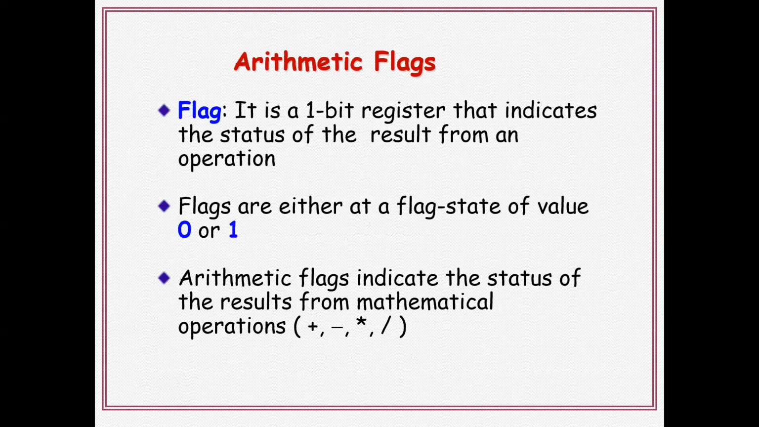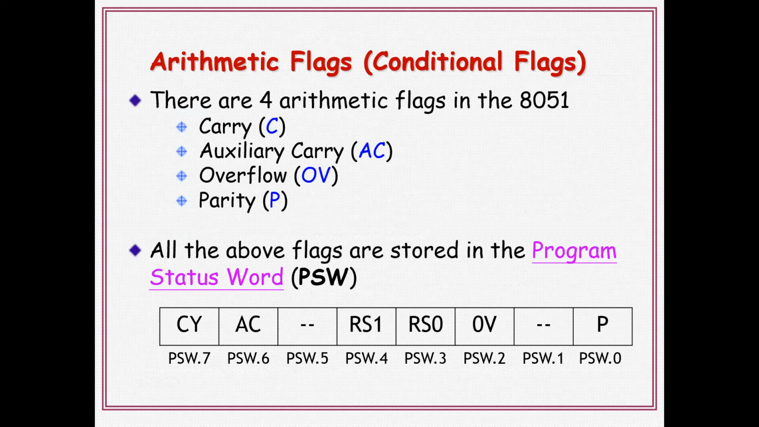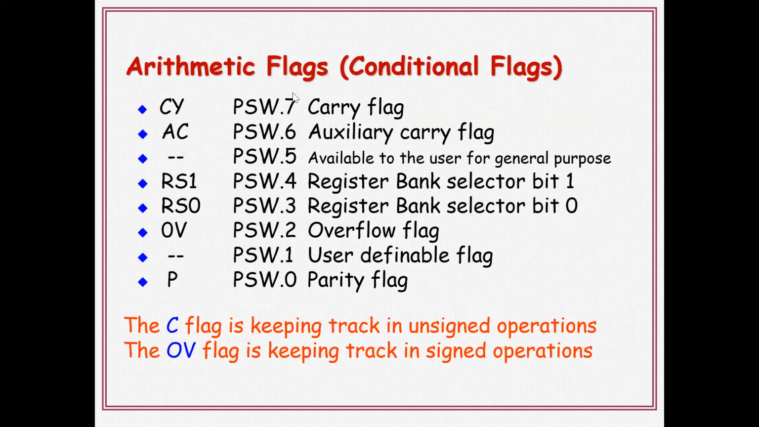After an arithmetic operation, a few flags are set. Flags have a state of value 0 or 1. Already we discussed that the flag register contains a few flags: carry flag, auxiliary carry flag, overflow flag, and parity flag. The arithmetic flags are carry at position PSW.7, AC auxiliary carry at PSW.6, and OV overflow flag at PSW.2.